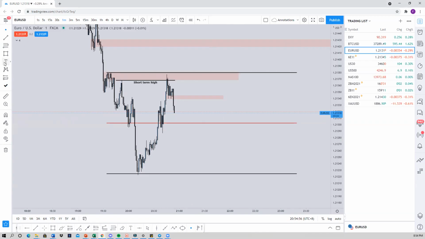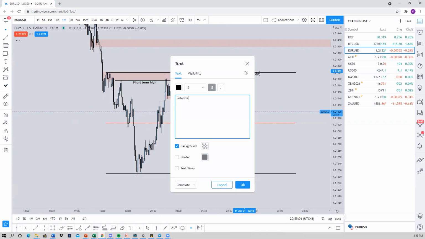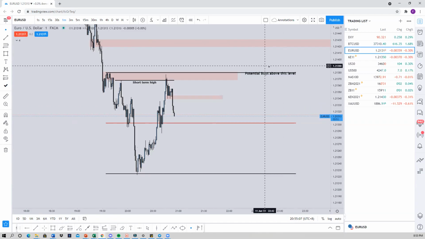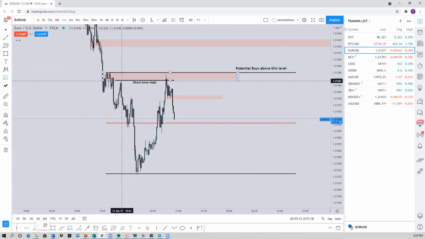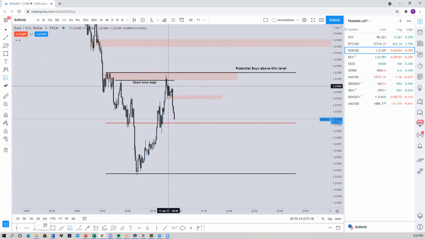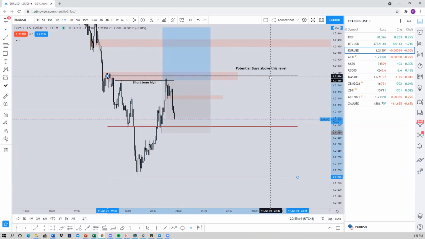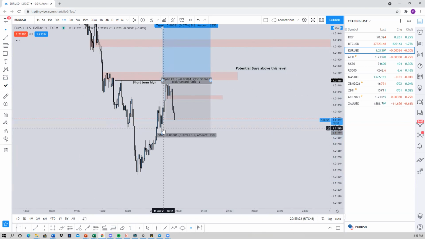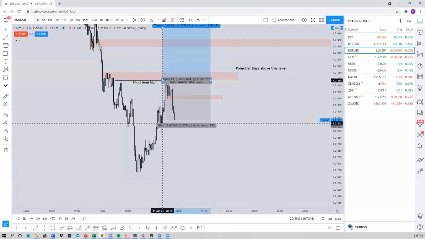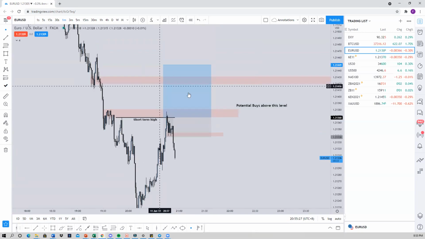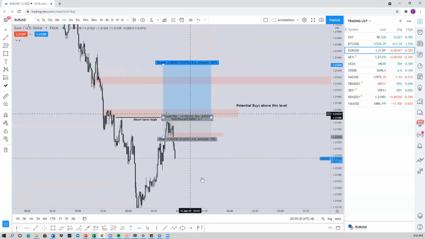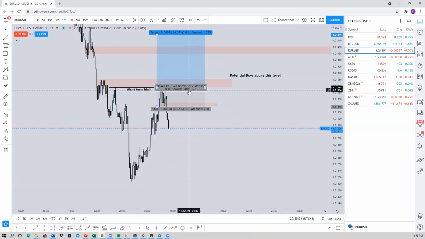What they do is they draw these pseudo levels and they go: potential buys above this level. Let's just say, for example, this level here, potential buys above this level. Okay, fine. Then they keep their buy stops here, and their stop loss is something like this, and what happens? They lose. Why? Because they bought at premium, and that's the wrong thing to do.